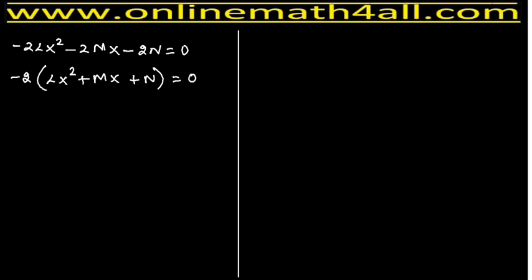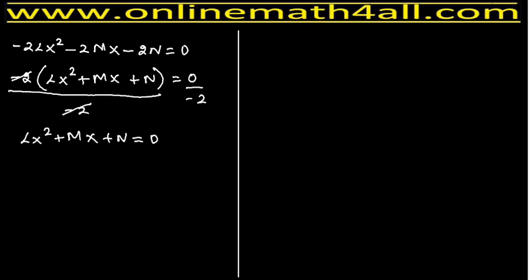Now I'm just going to divide by negative 2 on both sides. So here negative 2 will get cancelled. So we get lx square positive mx positive n is equal to 0, because 0 over negative 2 will be 0 again. So see, the given equation has now become more simple. Here the value of a is l, the value of b is m, the value of c is n. I'm comparing the given equation with the general form of a quadratic equation, ax square positive bx positive c is equal to 0.